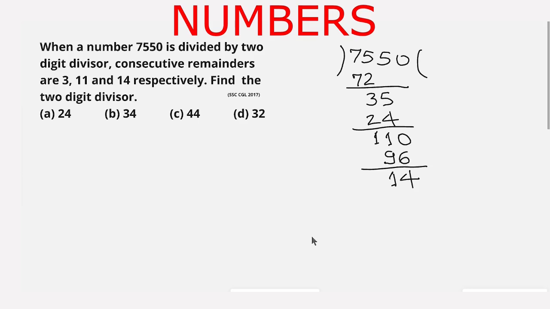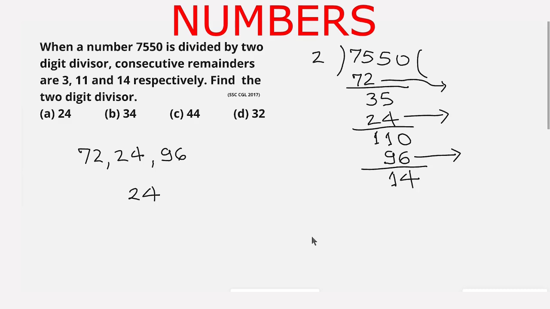And on subtracting 14 from 110, we get 96. So 96 is the product of quotient and the divisor. The products of quotient and divisor are 72, 24 and 96, and the divisor must be greater than 14 as the last remainder is 14. Now we have to find the HCF of 72, 24 and 96, and that is 24. It means that the 2-digit divisor is 24.